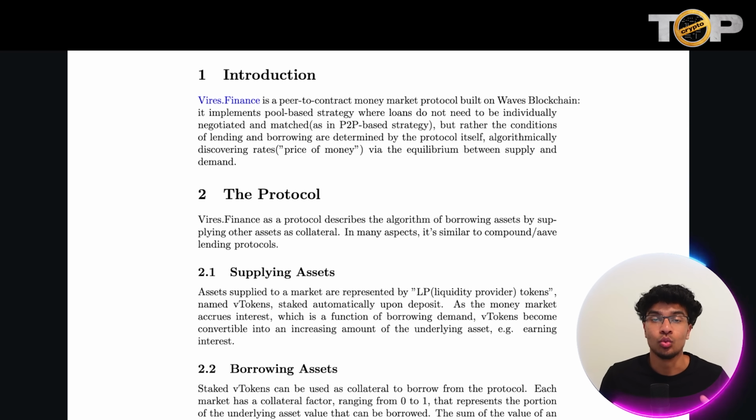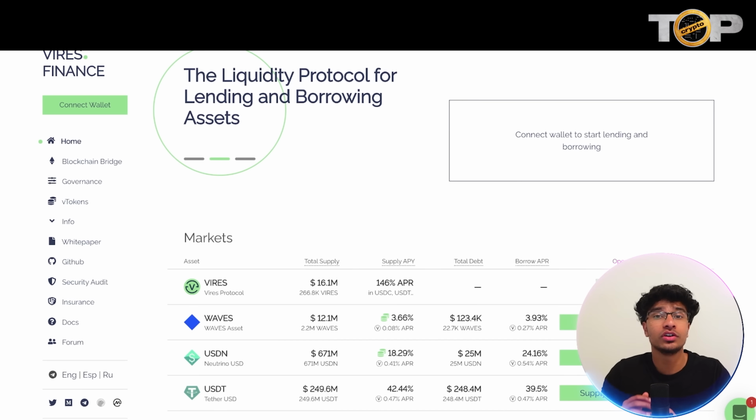Over here on their white paper, it says Vires Finance is a peer-to-contract money market protocol built on the Waves blockchain. It implements a pool-based strategy where loans do not need to be individually negotiated and matched as in a P2P-based strategy, but rather the conditions of lending and borrowing are determined by the protocol itself, algorithmically discovering rates, the price of money, via the equilibrium between supply and demand. So they're essentially a liquidity protocol for lending and borrowing assets.